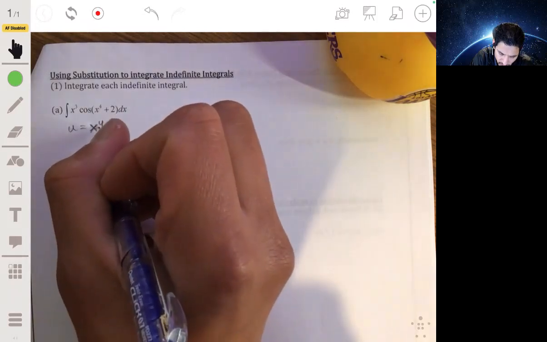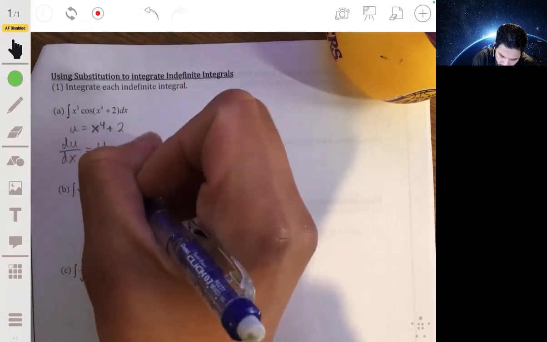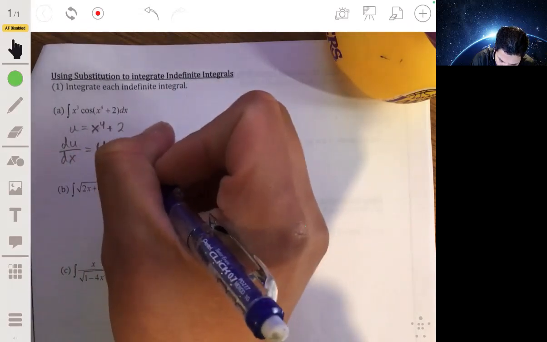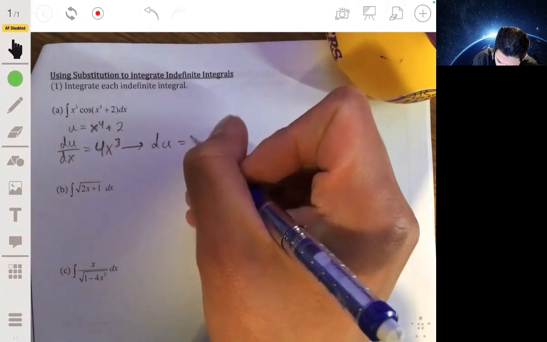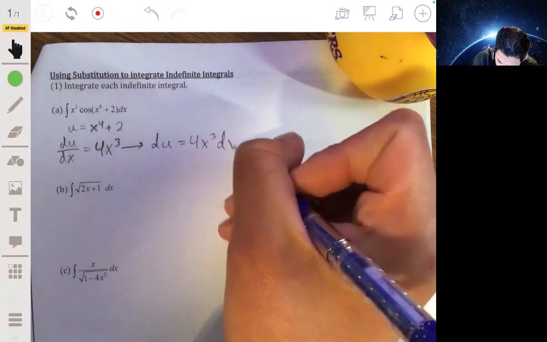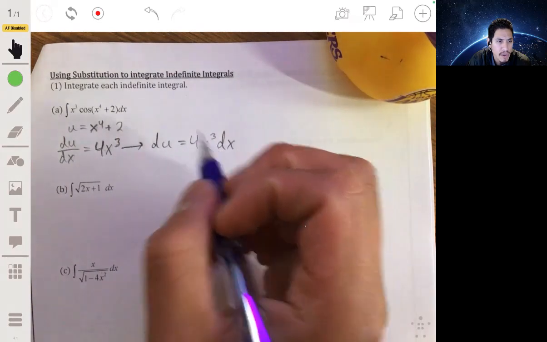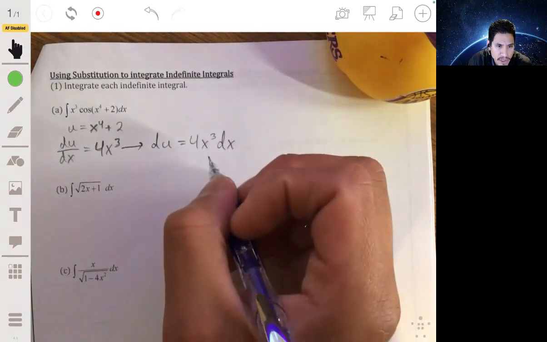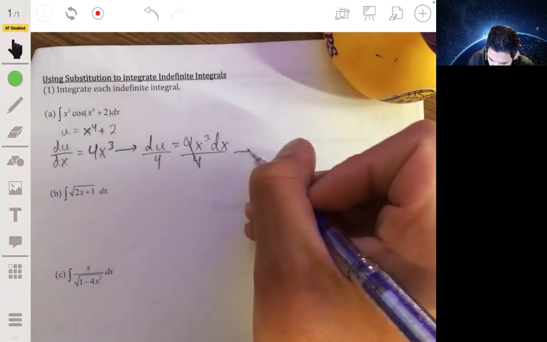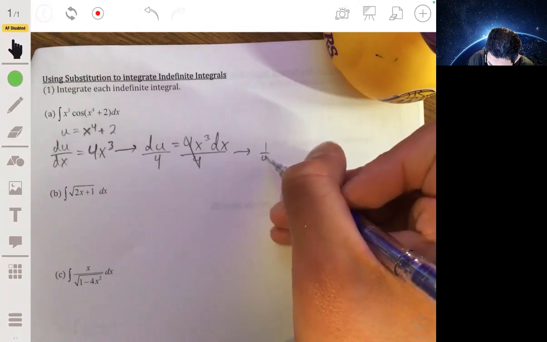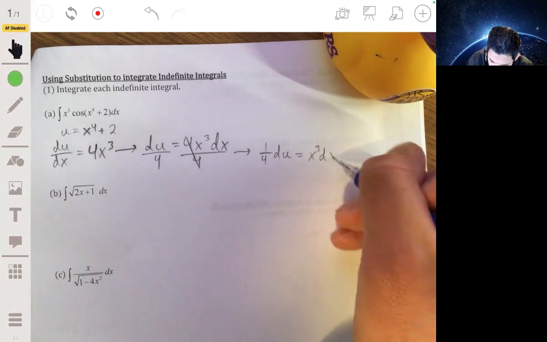But the idea is to look to see if you can find the derivative of an expression within the integrand. So if we take the derivative of u with respect to x, with du dx, that would leave us with 4x cubed. And I'm going to rewrite this as du equals 4x cubed dx, and then multiply both sides by dx. Now we don't quite have 4x cubed, but we have x cubed. And so what we do here is just divide each side by 4. And then what we get is that 1/4 du is equal to x cubed dx.